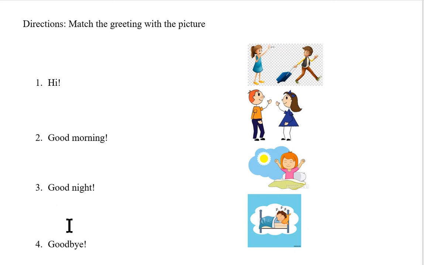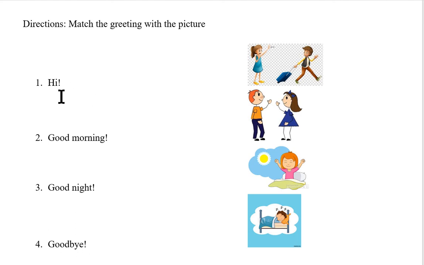In this section, you have 4 greetings, and we have 4 pictures. And you are to match the greeting with the picture. You can either draw a line, or over to the side of the picture, you can type the number.